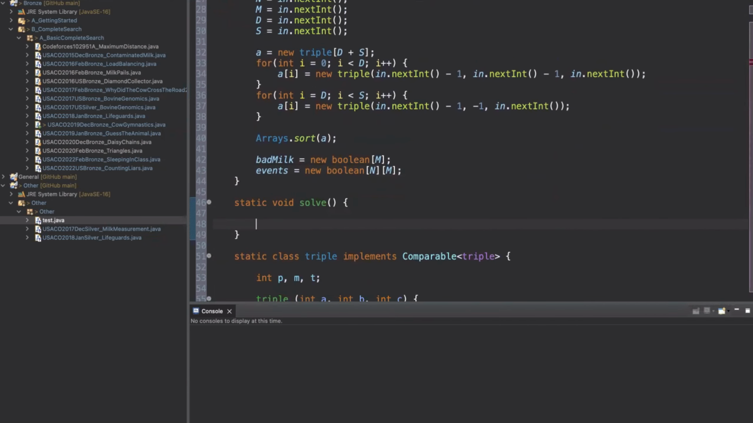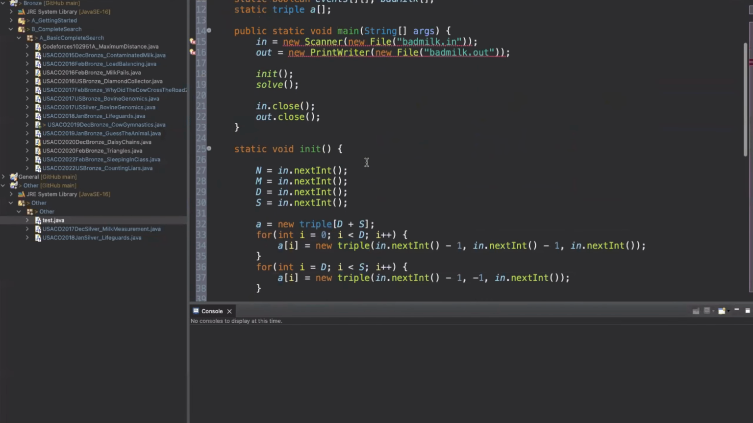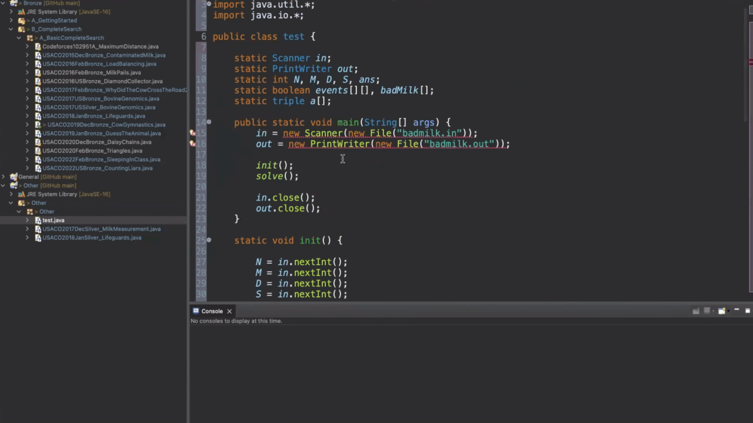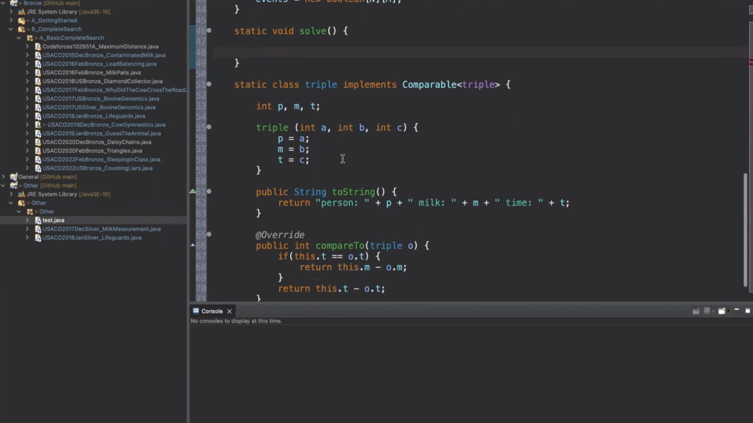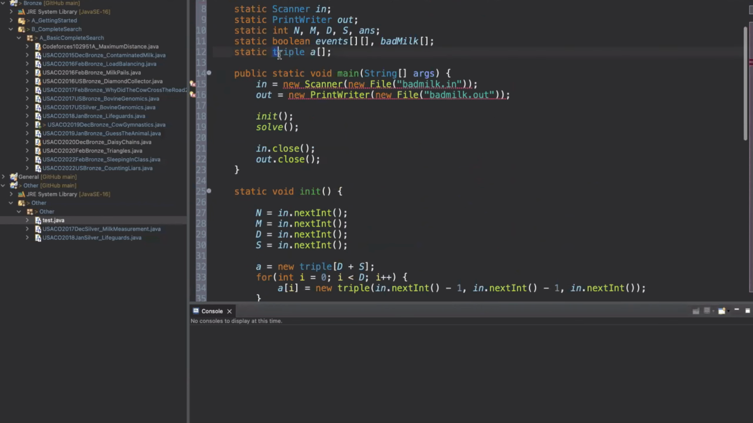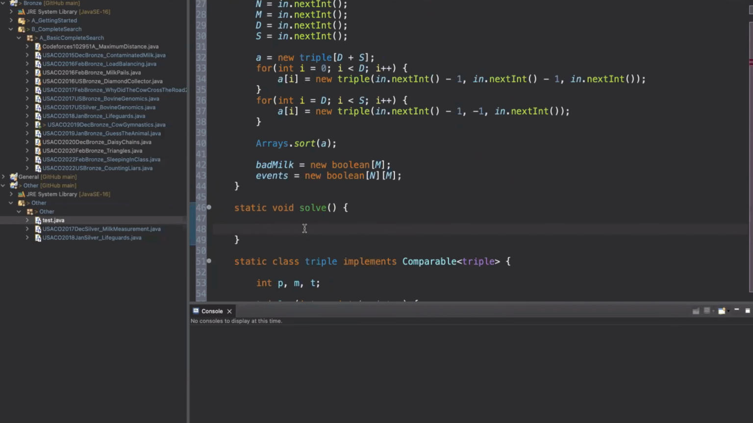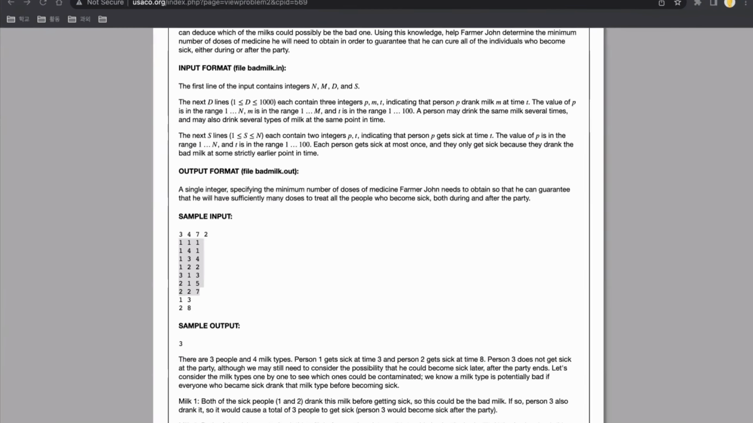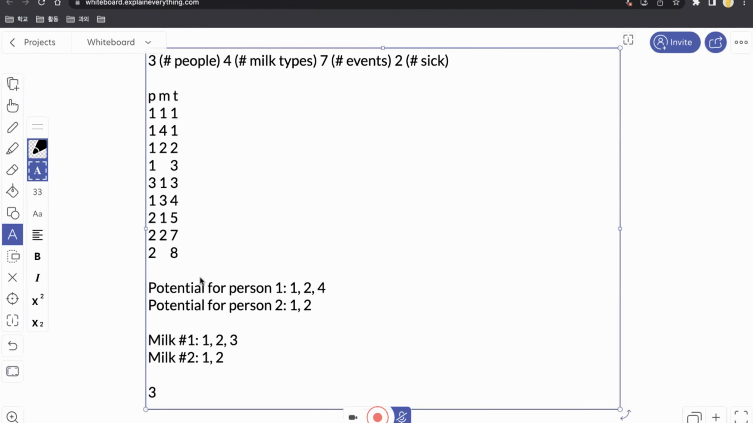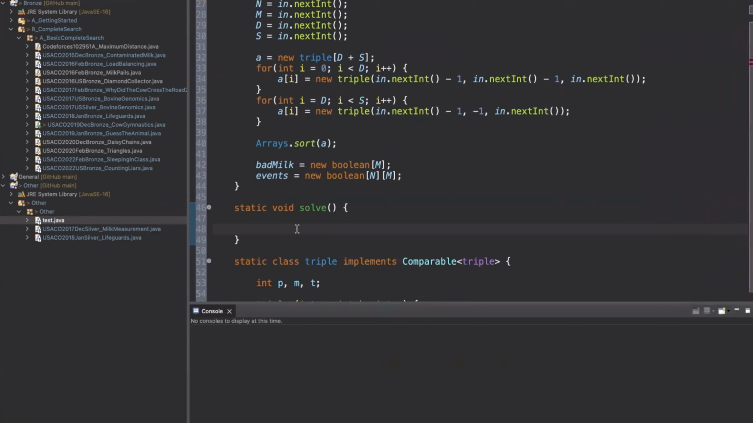So in order to solve them, we're going to loop through the array of triples here so that we can actually find the potential types of milk that were contaminated.